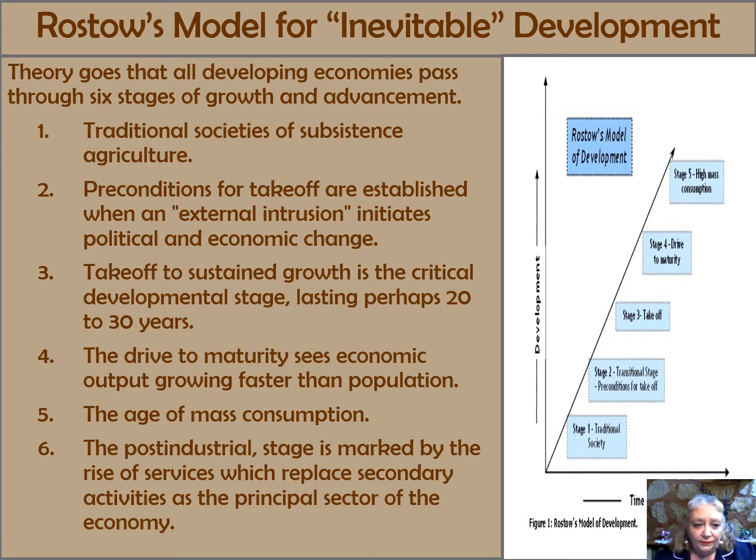Okay, so let's go over this theory, because there's 6 stages to this theory, and it's always on the test. There's always going to be a question about this. The theory goes that all the developing economies pass through 6 stages of growth and advancement. The first one is the traditional societies, the subsistence agriculture. That's where everybody starts. We all actually start with hunting and gathering, but move into subsistence agriculture.